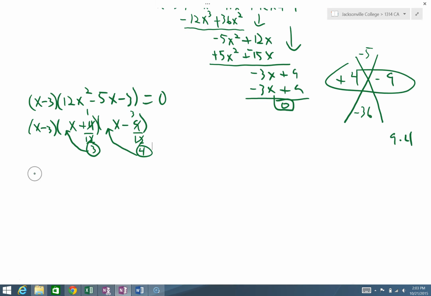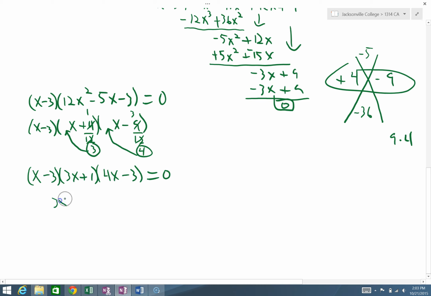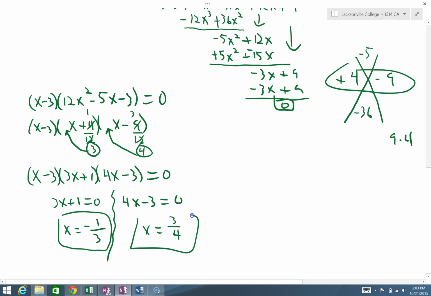So we have x minus 3. That's my first factor. 3x plus 1, that's my second factor, and 4x minus 3, that's my third factor. Now I could set both of these equal to 0. We already set that one equal to 0. Now I can set 3x plus 1 equal to 0, solve that, and separately 4x minus 3 equal to 0, and solve that. This would be x is 3/4. And this is x is a negative 1/3. These are the other two solutions.